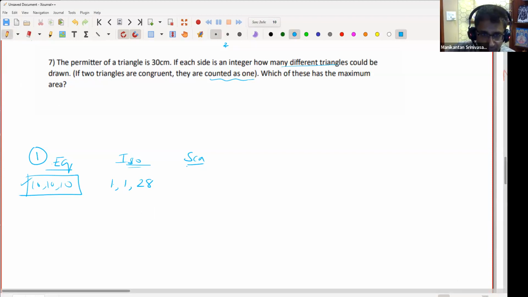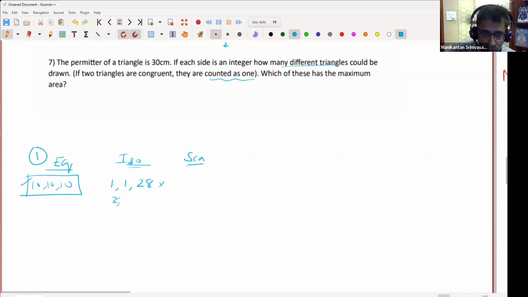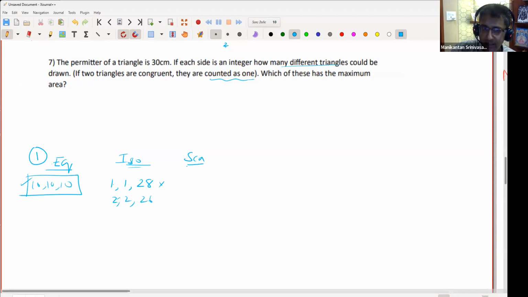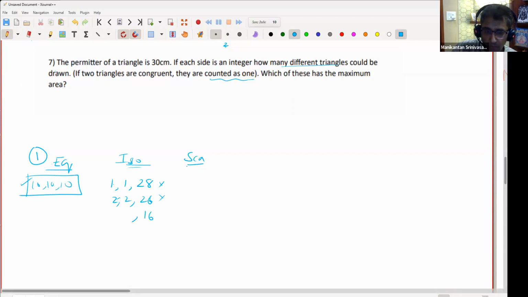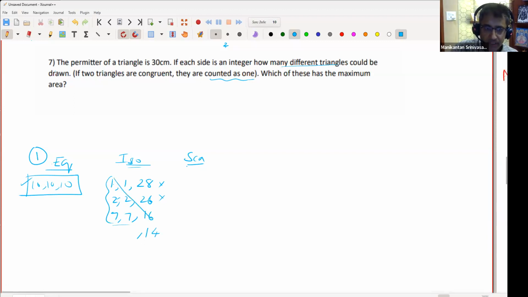Similarly, by that logic, nothing will work. If you do 2, 2 and 26, that will also not work, until this one has dropped down below 16, right? Only if it's below 16 are the other two adding up to more than half, right? So you don't need to write all of these, if you know it, that's good. I'm doing this in detail so that you don't make this mistake. So all of these are ruled out.